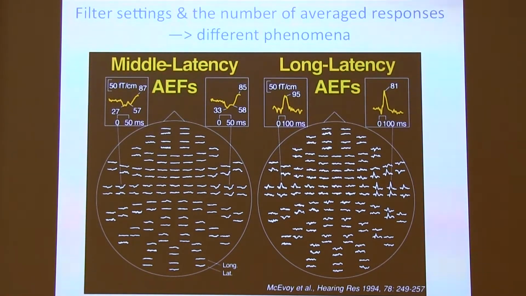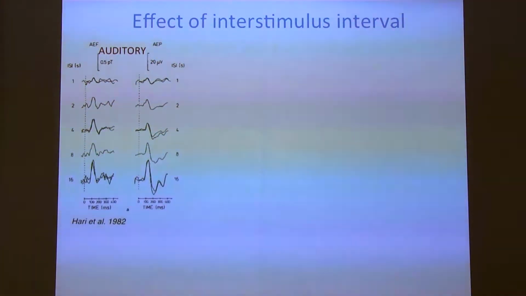Because in all evoked responses there are early responses and later ones, and they behave in different ways. If you have a wide band and can average several responses, you will see even the very early cortical responses, and otherwise you see these later long latency responses. Now, I mentioned the interstimulus interval already, so it's really an important factor.